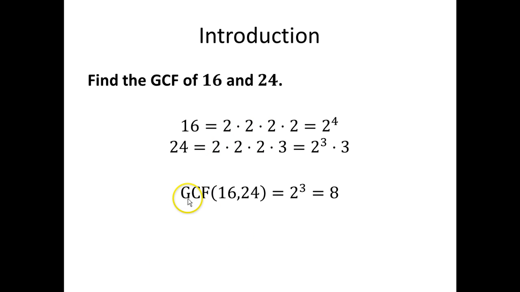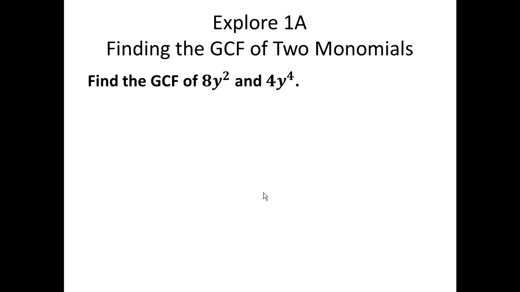This notation here just means the greatest common factor of 16 and 24 is 2 to the third power, or 8, since that's the largest number that divides both of these. Now suppose I had to find the greatest common factor of two monomials. It's not very different. In fact, it's essentially the same thing as finding the greatest common factor of two numbers.